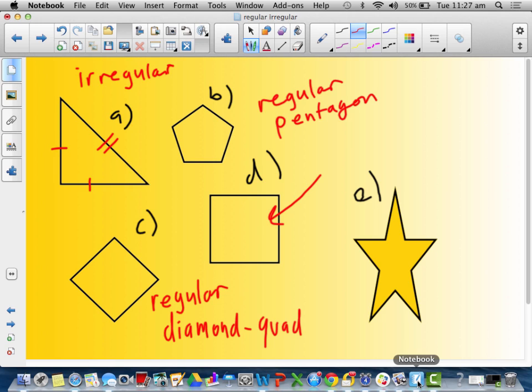Do we know about this one? I think that's pretty obvious, isn't it? That's regular, isn't it? Again, that's a regular quadrilateral, which is by definition a square, really, or a diamond.